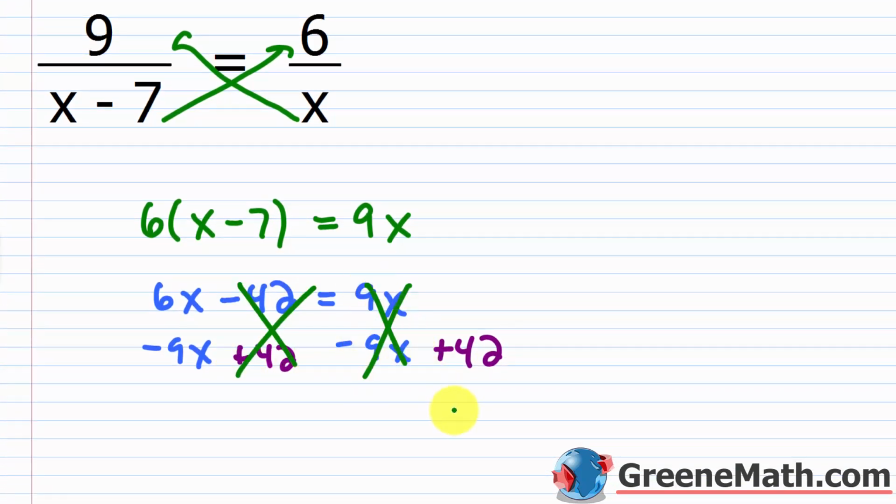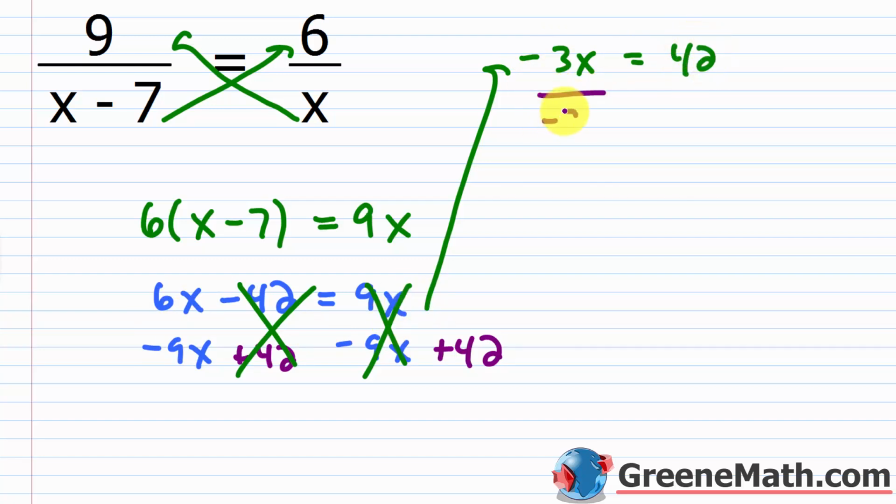And let me just kind of bring this up here to the top. We're going to say 6x minus 9x is negative 3x. And this is equal to, we're going to say 42. If we divide both sides of the equation by negative 3, we know we would have x is equal to 42 over negative 3. We know that's negative. And 42 over 3 is 14. So this would be negative 14 as our answer. Now, you can check this if you want.